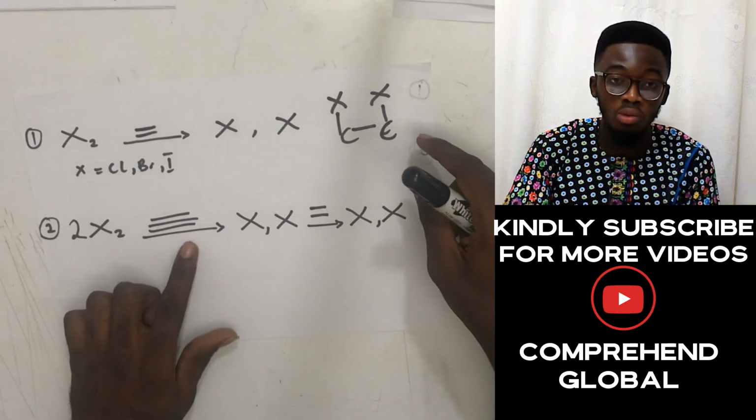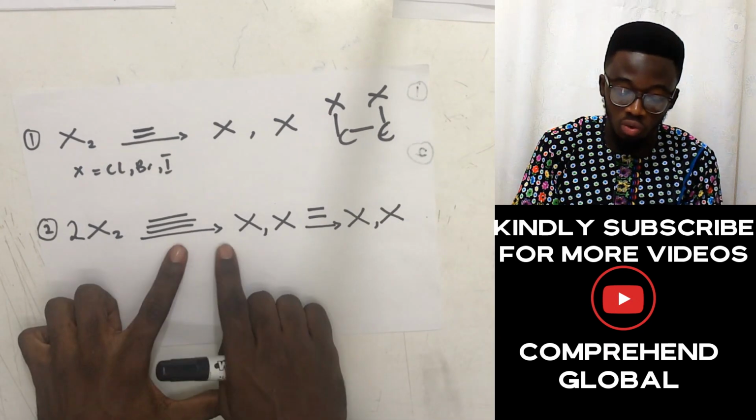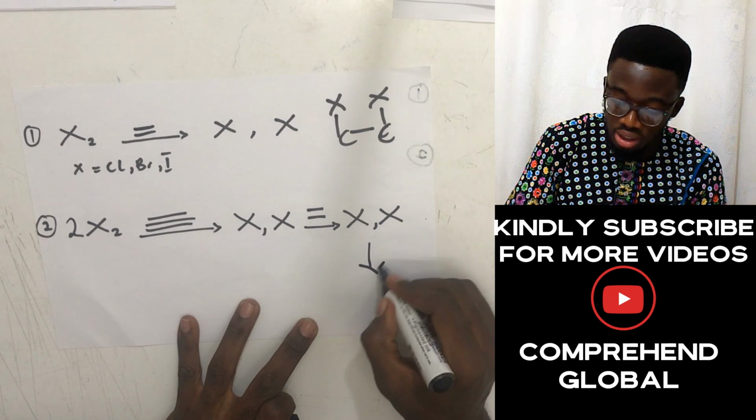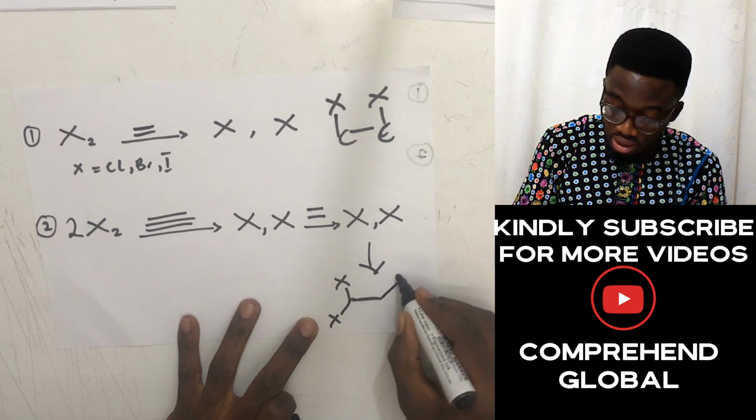Now over here, when it's a triple bond, we will need 2 equivalents of the halogen, so that the first one, when we add it, forms an alkene. Then we add the next 2 to it, then it forms a simple alkane where we are having X, X, X, X like this.